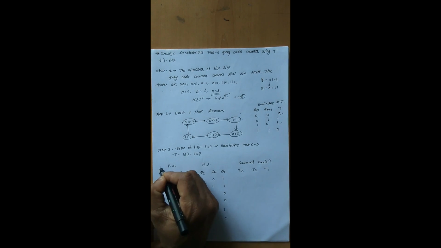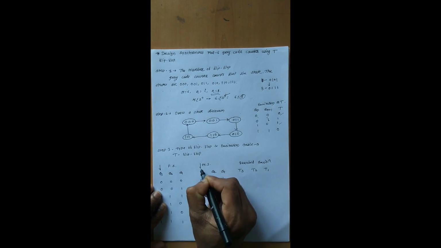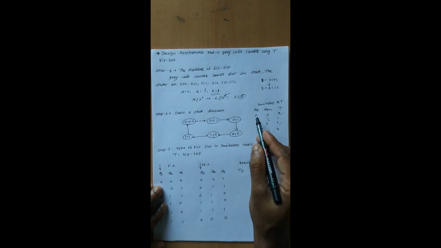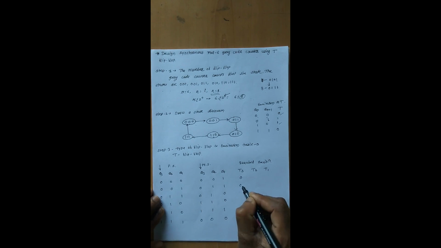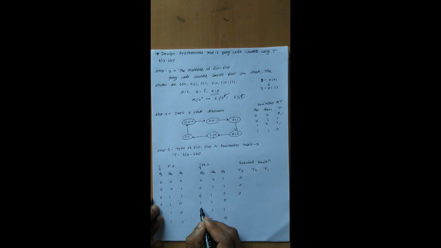So, we will analyze the Q3 column first. Both are 0, so T3 will be 0. Both are 0, T3 will be 0. Both are 0, T3 is 0. For 0-1, we have to write 1. For 1-1, we have to write 0. And for 1-0, we have to write 1. This is about T3.